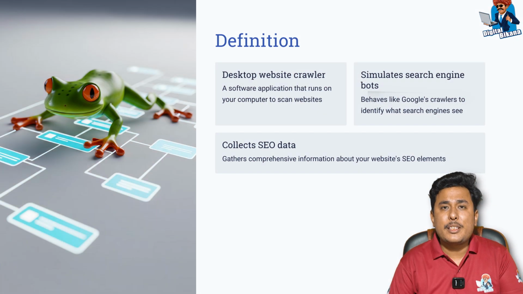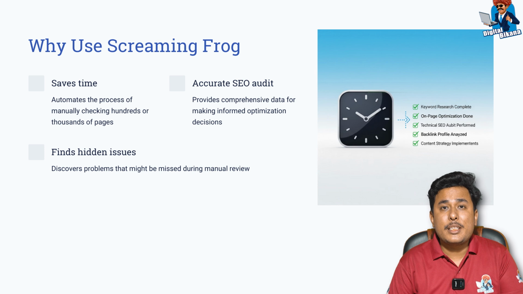Screaming Frog SEO Spider is a desktop program that crawls websites in the same way that search engine bots do. It collects data on URLs, meta tags, headings, images, links, and much more, allowing you to perform a complete SEO audit. Screaming Frog is essential because it saves time and ensures accuracy.